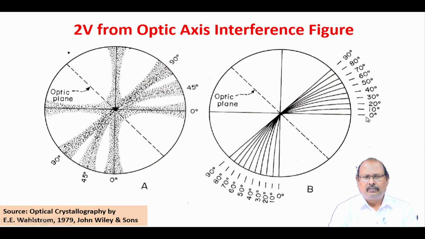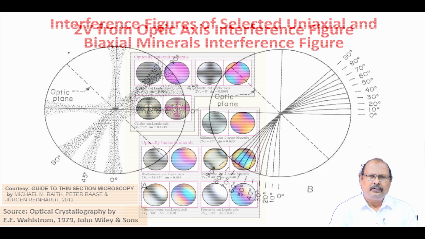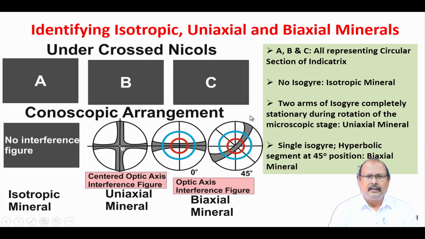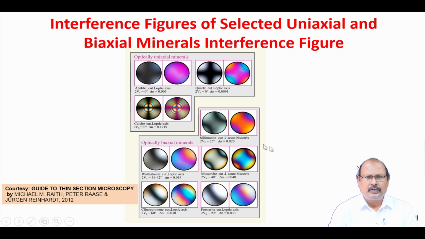You can see from 0, which is uniaxial, and progressively as the 2V increases, how the shape of the curvature of this isogyre in the 45-degree position in an optic axis interference figure gives you an approximate idea about the 2V of this mineral. And when you study on your own, you will see different biaxial minerals have different 2V, and this is very nicely shown here.